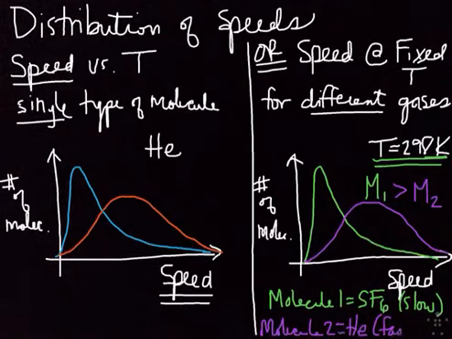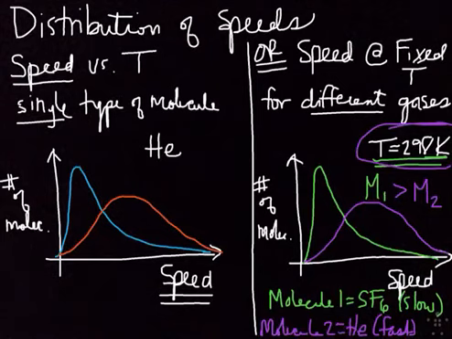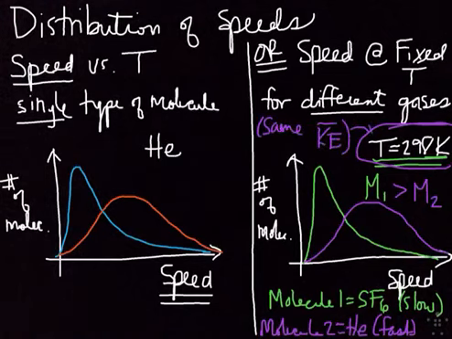And so to have the same average kinetic energy, again, because we're at fixed temperature, they've got to have the same average kinetic energy. The helium, the lighter one, has got to go faster. So they've got the same average kinetic energy here, right? Because that only depends on temperature.